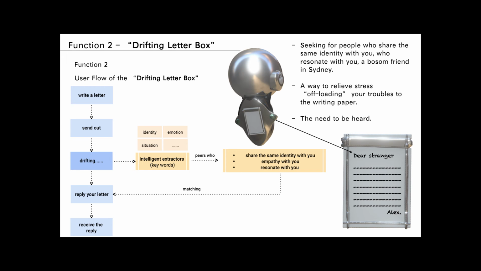A letterbox is designed for seeking people who share the same identity with you, providing a way to relieve stress. Users can offload their troubles onto writing paper, write a letter, and put it into the drift bottle. The function of intelligent extraction will find friends who share the same identity with you based on the keywords in your letter, like the words that show your identity, situation, and emotion, and match you with friends who resonate with you.